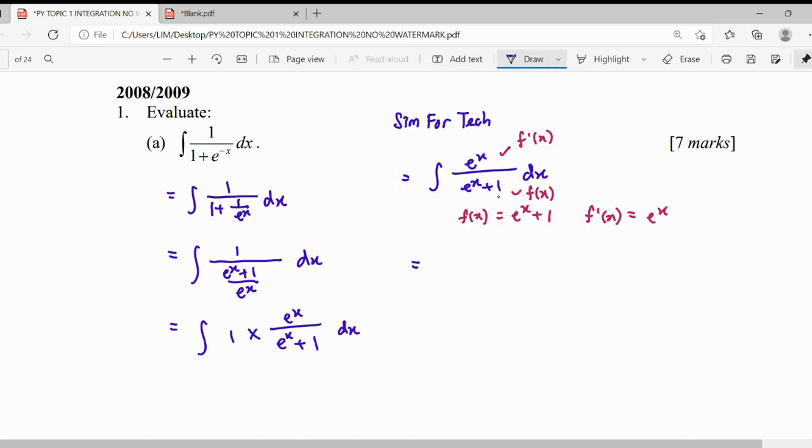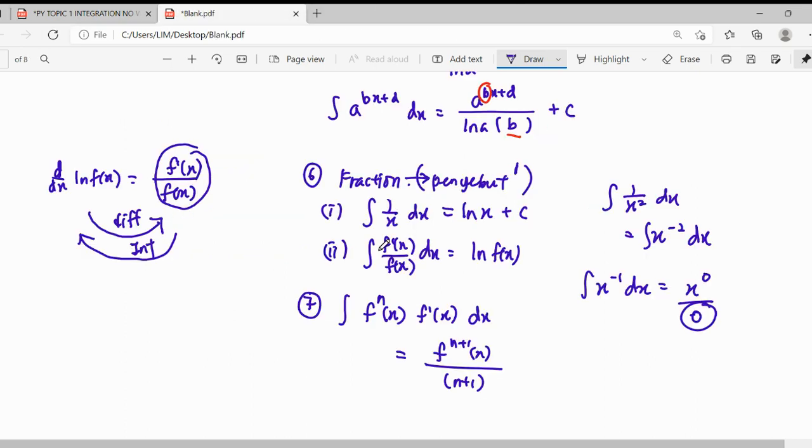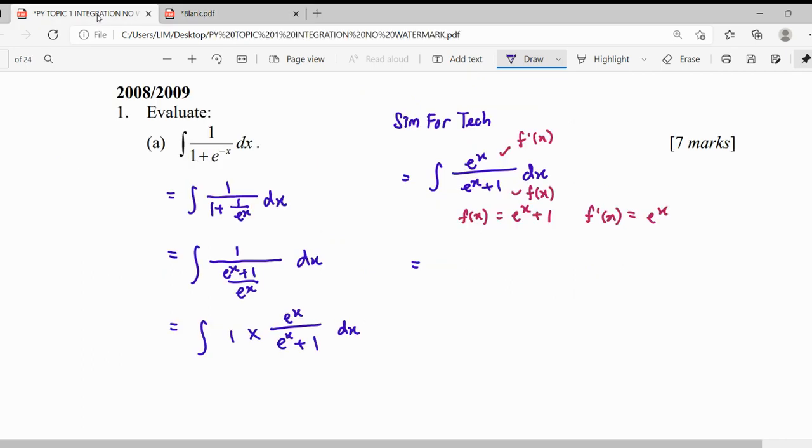So you can see our formula number 6 here, which is when we integrate f prime x over f(x), it gives you ln f(x). So we can straight away write ln of our f(x), what's your function at the denominator, which is e^x plus 1. Then because this is indefinite integration, we have to plus c.